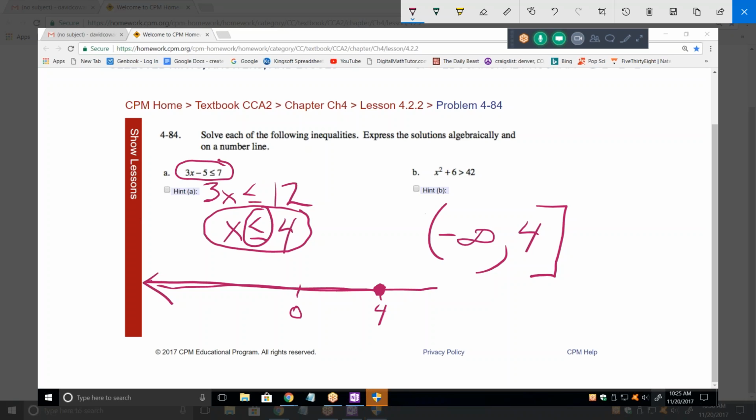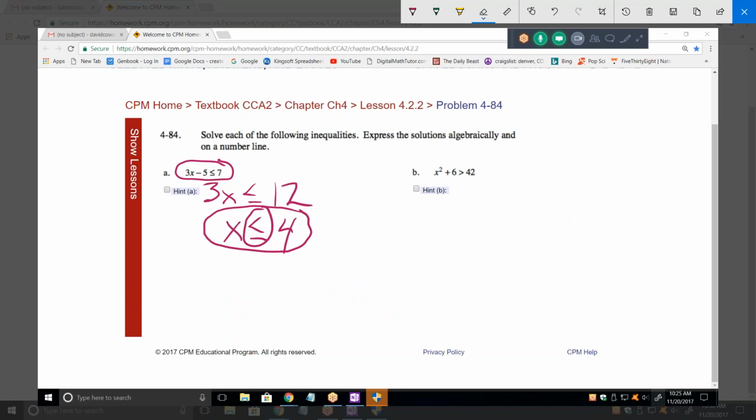Now, before we hop on to the next problem, number B, notice something else. Notice that I solved this inequality exactly the way you would solve an equation, right? Yeah. Nothing different. I added 5 to both sides, then I divided both sides by 3. Everything looks exactly the same, except I got this thing that's not an equal sign. It's a less than or equal sign.